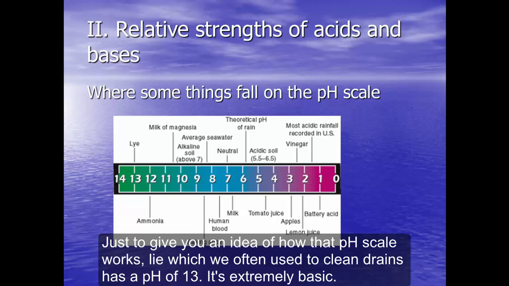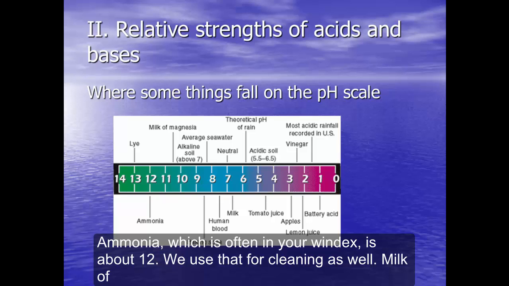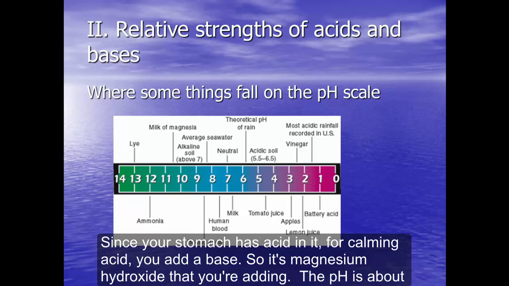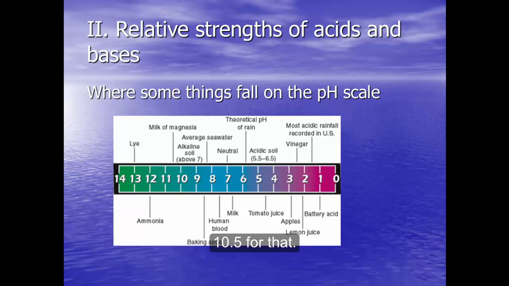Just to give you an idea of how that pH scale works, lye, which we often use to clean drains, has a pH of 13. It's extremely basic. Ammonia, which is often in your Windex, is about 12. We use that for cleaning as well. Milk of magnesia, which is what you drink when you've got an upset stomach to calm your stomach. Since your stomach has acid in it, we're calming the acid, you add a base. So it's magnesium hydroxide that you're adding. The pH is about 10.5 for that.